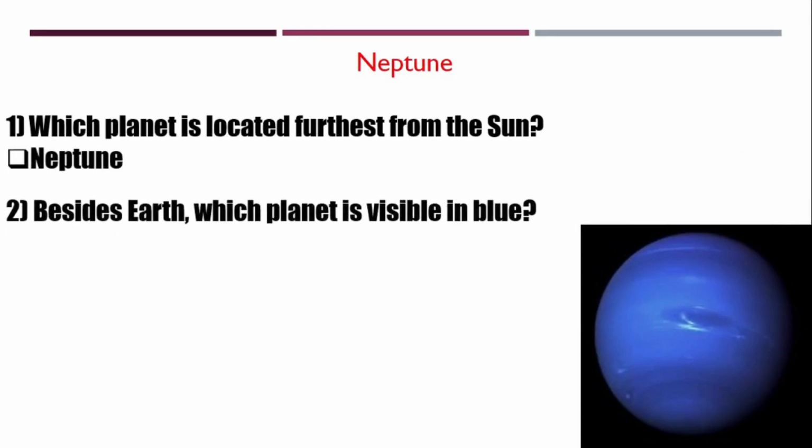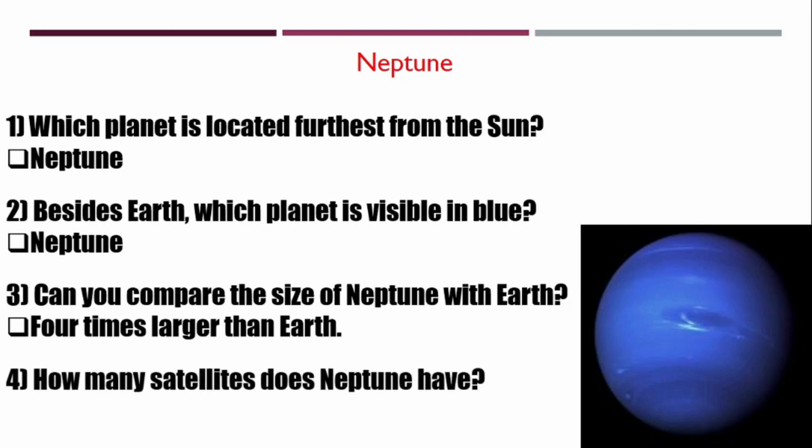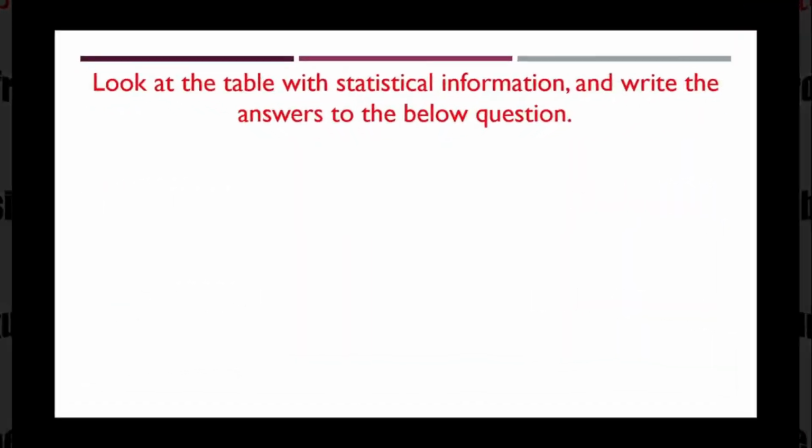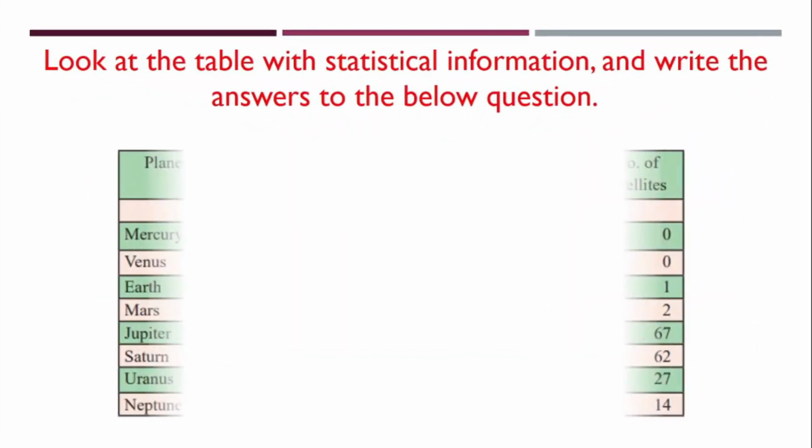Neptune. Besides Earth, which planet is visible in blue? Neptune. Neptune is 4 times larger than the Earth. How many satellites does Neptune have? 14 satellites. Look at the table with the statistical information and write the answers to the below question.